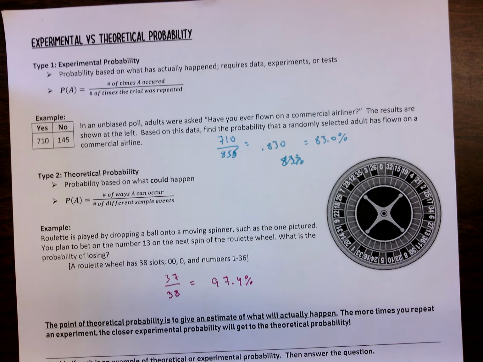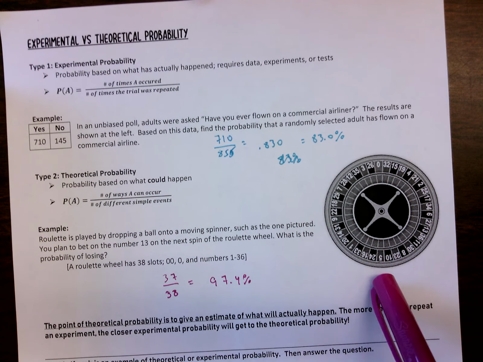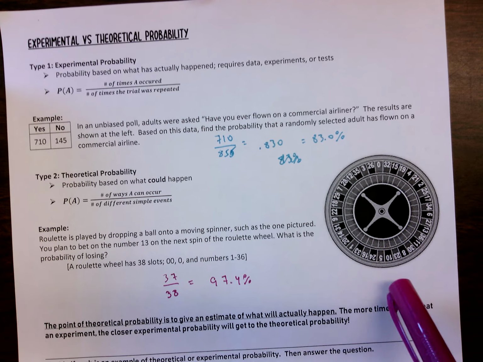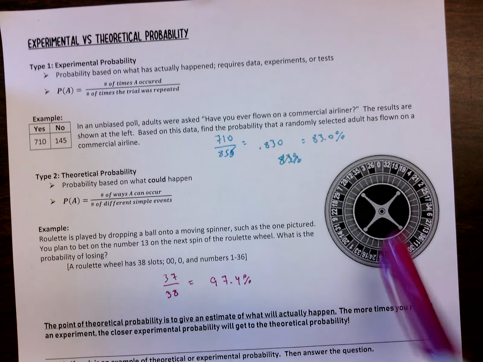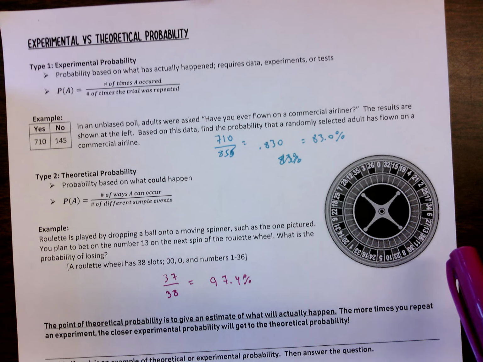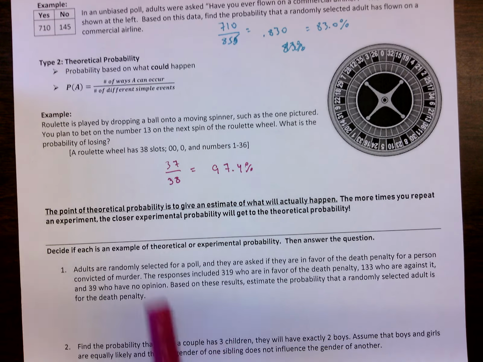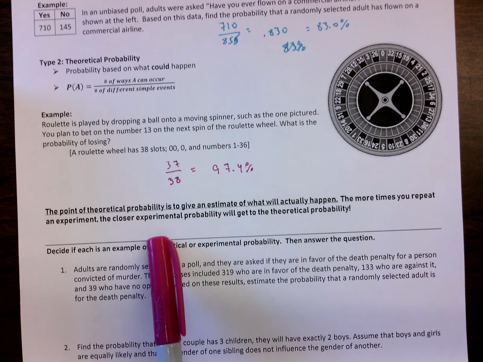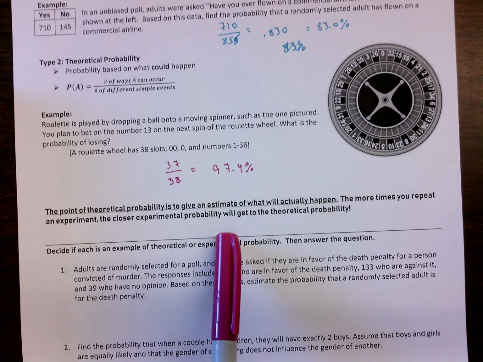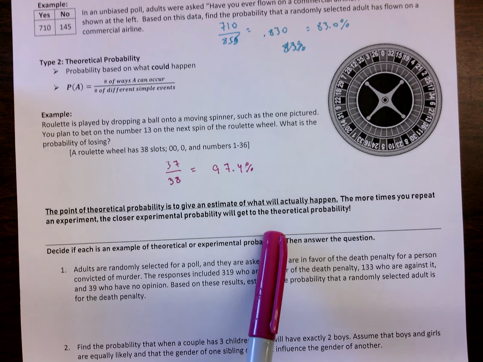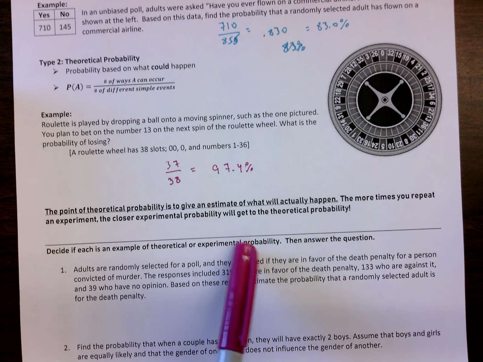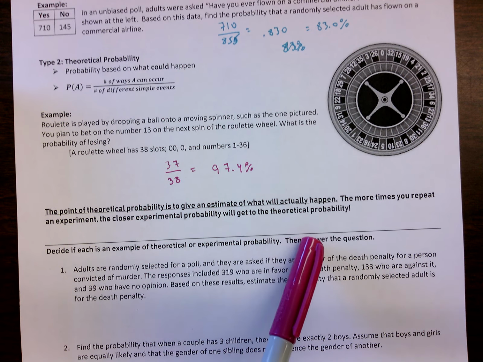You can sort of see the difference, right? We didn't actually play roulette. We didn't actually look at any data about what happened with roulette being played. We just looked at, in theory, what could happen on this wheel. So big point here: the point of theoretical probability is to give an estimate of what could actually happen. The more times you repeat an experiment, the closer the experimental probability gets to the theoretical probability.